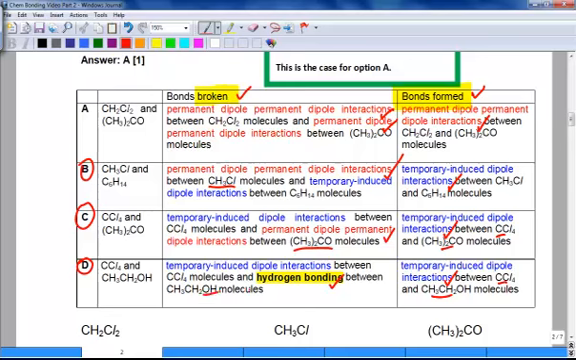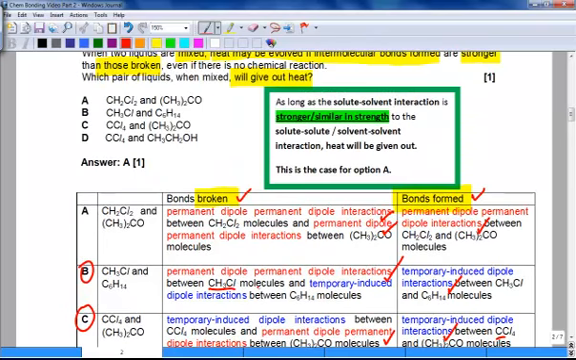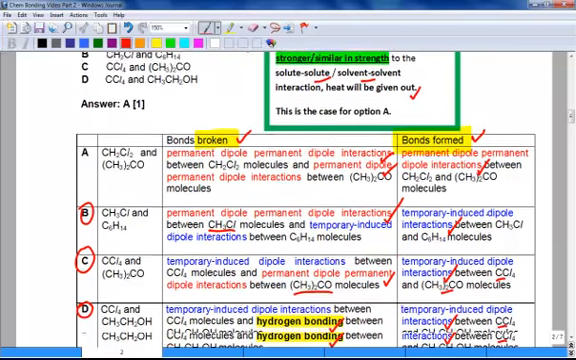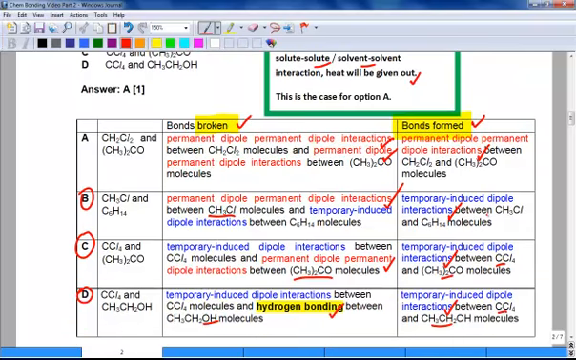So in this case, based on one of the concepts that we went through, as long as the solute-solvent interaction is stronger or similar in strength to the solute-solute or solvent-solvent interaction, heat will be given out. The only option that fulfills this criteria is option A. So that is why option A is our answer to this question. So this is just a quick recap.